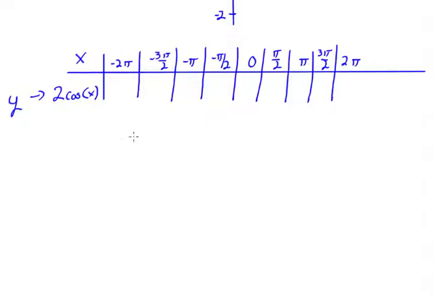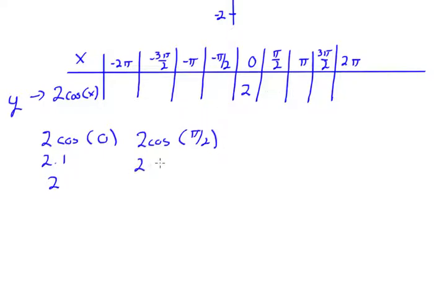Let's start at 0. First thing I'm going to do is 2 times the cosine of that critical point 0. Cosine of 0 is 1, so that's 2 times 1, giving us a value of 2. We're going to work out every single critical point just like this. Okay, so the next one will be 2 times the cosine of pi over 2. That's that point right there. Cosine of pi over 2 is 0, so that works out to be 0. Then we're going to move up to pi. 2 cosine of pi. Cosine of pi is negative 1, so that's 2 times negative 1, or a negative 2.